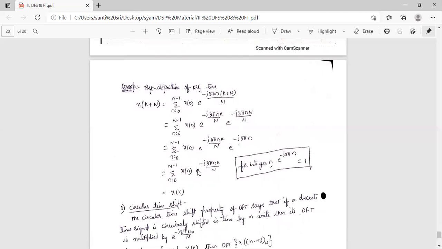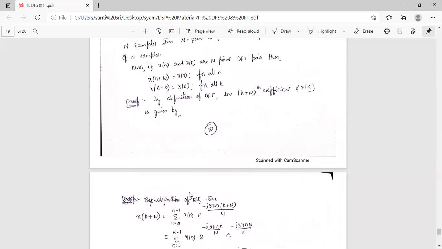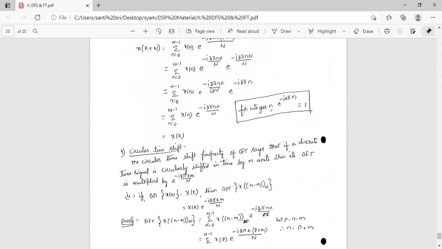So it will become sigma n equal to 0 to N minus 1 x of n into e power minus j 2 pi n k by N. So it is nothing but X of k. So X of k plus N equal to X of k. This is the periodicity property. X of k plus N is X of k for all values of k. So hence proved.